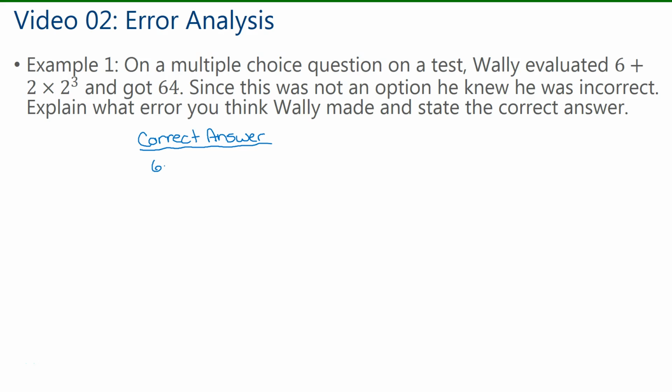So we have 6 plus 2 times 2 cubed. Now according to BEDMAS, we need to start with the exponent. 2 cubed is 8. Now we'll do the multiplication. 2 times 8 is 16. And then adding that to 6, we get 22. Now there are a couple of errors that Wally may have made to lead to an answer of 64. So let's explore.